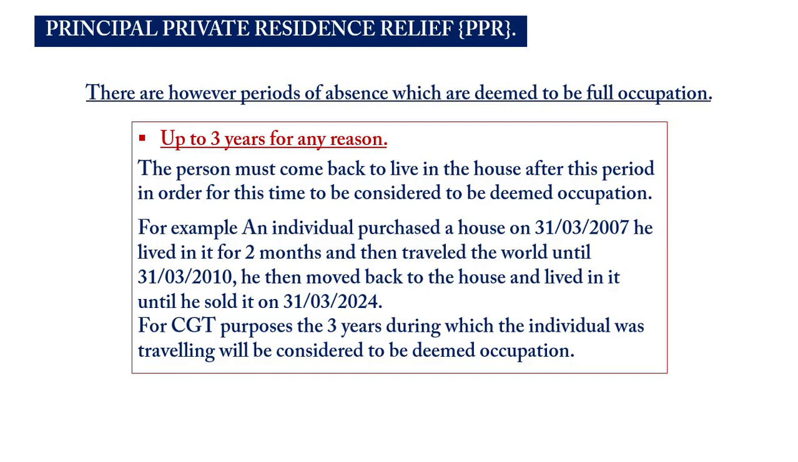So if an individual purchases a house on 31st March 2007, and he lived in it for only 2 months and then traveled the world until 31st March 2010. So 31st March 2007 to 31st March 2010 is 3 years. So he's still within it. And he also moved back to the house before he sold it off. So he qualifies for the principal private residence relief.